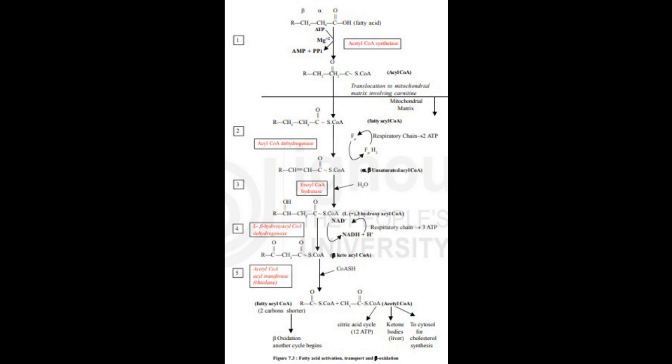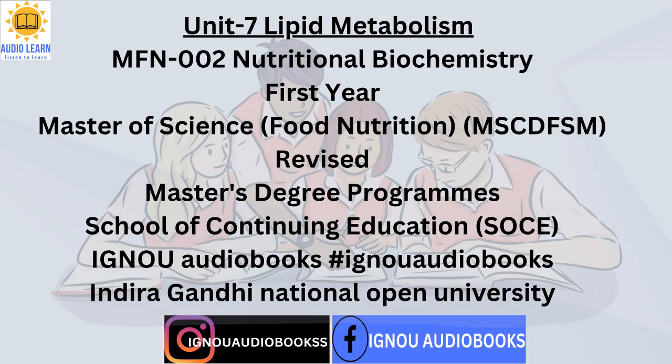7.2.2 Oxidation of mono and polyunsaturated fatty acids. The oxidation of unsaturated fatty acids is essentially the same process as for saturated fats, as discussed above, except when a double bond is encountered. In such a case, the bond is isomerized by a specific enoyl-CoA isomerase and oxidation continues.